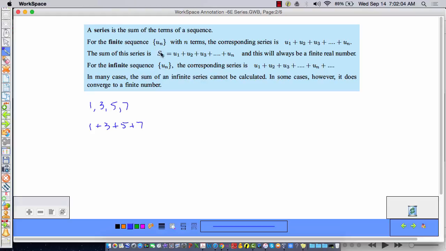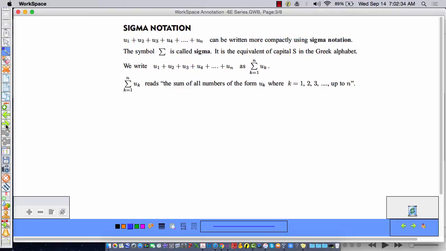It's finite if we stop at a particular place, like here, where I stopped at the fourth term, 7. Then it'll be a finite real number. For an infinite sequence, it just keeps going and going, and in a lot of cases you can't calculate it. But in some, we can calculate the sum of an infinite series. That is exciting. I know you can't wait to get to it.